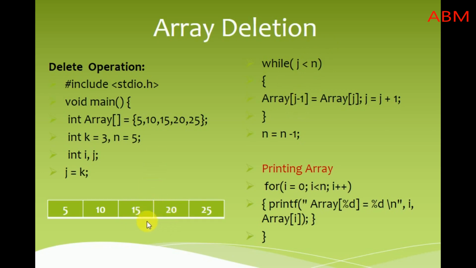Here j minus 1, j is 3, meaning it will come here, because we are going to delete 15. And array j will be copied, meaning that 20 will be copied to the 15, and after that j is updated, and after updating j, the 25 will be copied into the 20. Okay, and after n is equal to n minus 1, the last index of the array will be deleted, and this is the same printing of the new array.